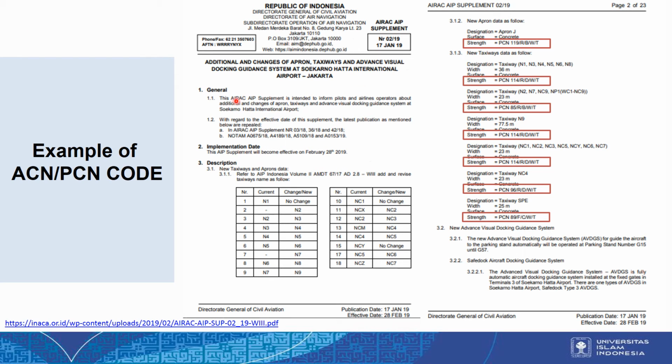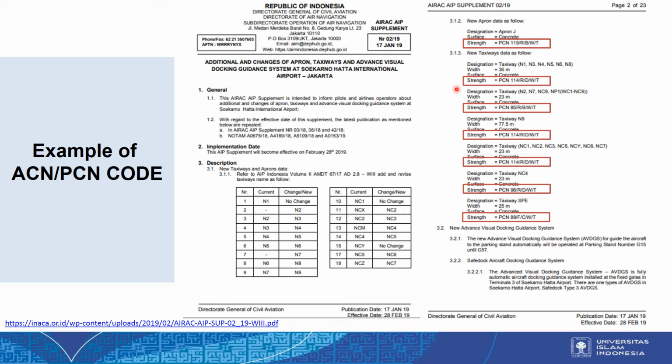So this is the AIP supplement, and this is the data of the apron and taxiway of Soekarno-Hatta International Airport. For example, for the apron data, they have PCN 119/R/B/W/T. So you can now know the meaning behind this code.